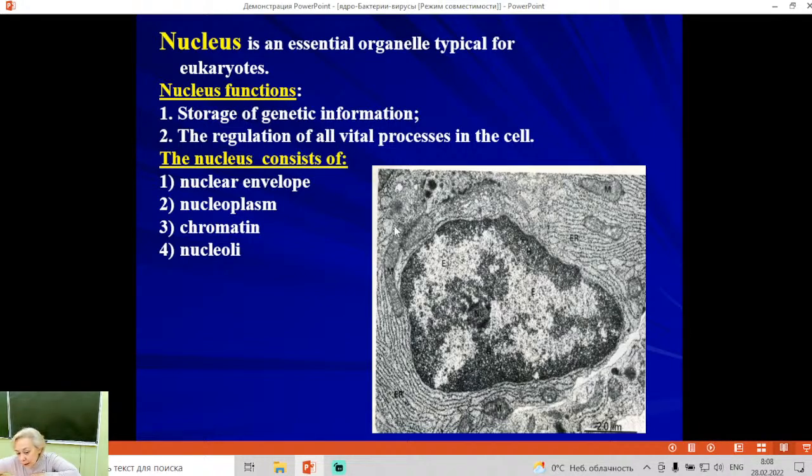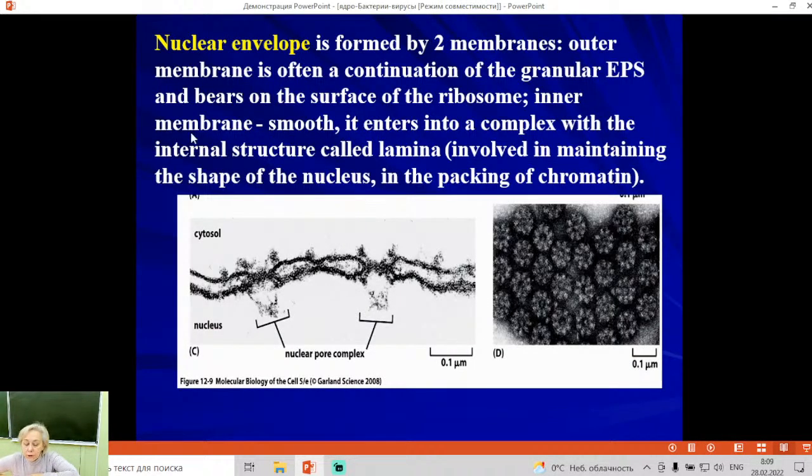So you can see on this electron micrograph mitochondria, a lot of cavities of endoplasmic reticulum, granular endoplasmic reticulum, because you can see ribosomes on the surface. You studied that the rough endoplasmic reticulum is always surrounding the nucleus. Nuclear envelope. What you see on this slide is the nuclear envelope in more detail.